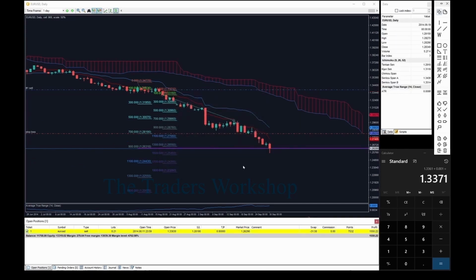Next on the process is building the new stops trailing scenario for the next level. If the market continues the trend lower and hit the level 1100, we will move the stops from level 700 to level 900.